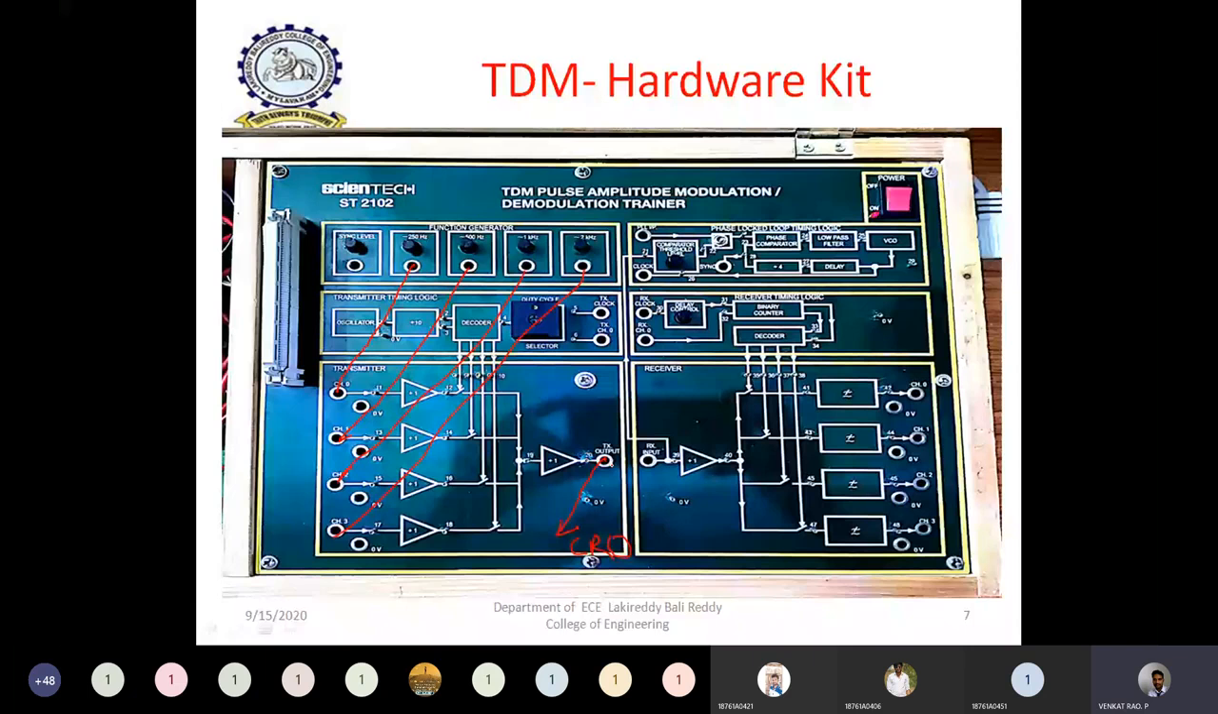Now, next one is the receiver. This is nothing but time division demultiplexing. In the demultiplexing process, again we need to give the time division multiplexer output here to the input of the receiver, and then finally the entire reverse process is applied here.